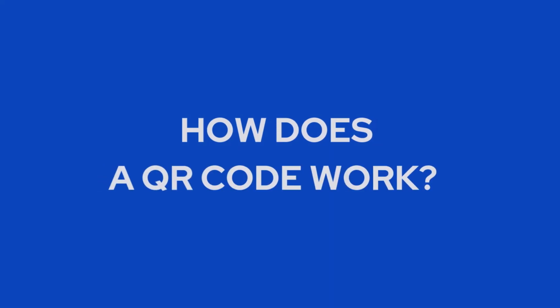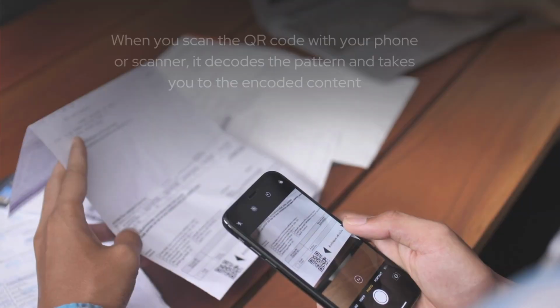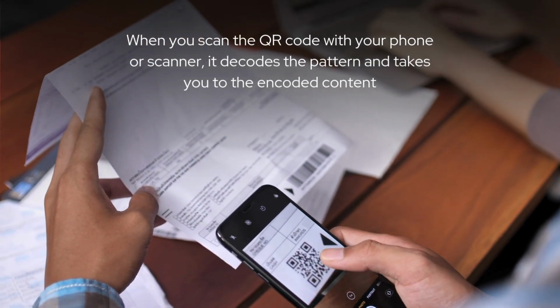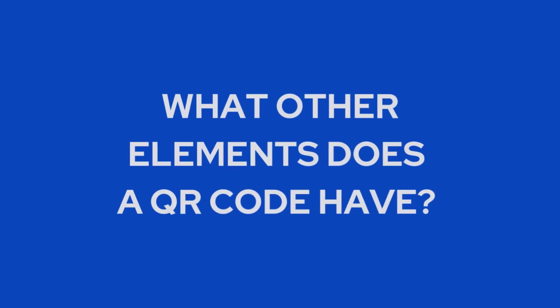How does a QR code work? A QR code is typically made up of a grid of black and white squares. The black squares represent 1 and the white squares represent 0 in binary code. When you scan the QR code with your phone or scanner, it decodes the pattern and takes you to the encoded content. What other elements does a QR code have?